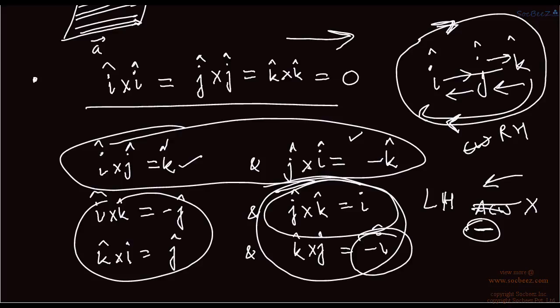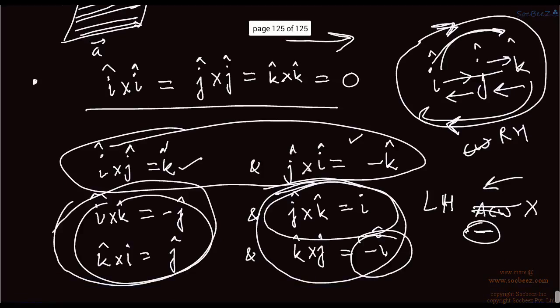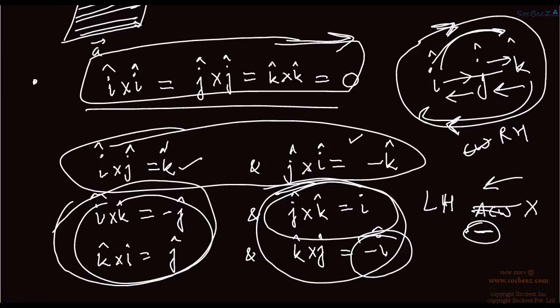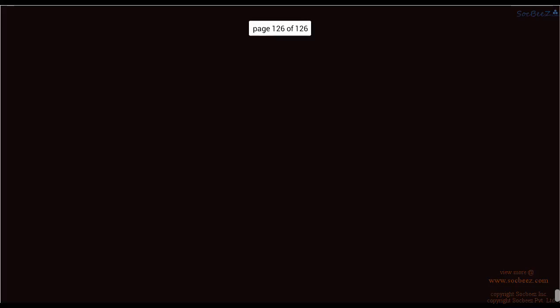If you are moving from K to I, this is again circular but in the right direction. But if you are moving from I to K, then this will be a negative direction. So these are the things you have got to remember, fine. And the dot product, the cross product of these vectors are 0, fine.